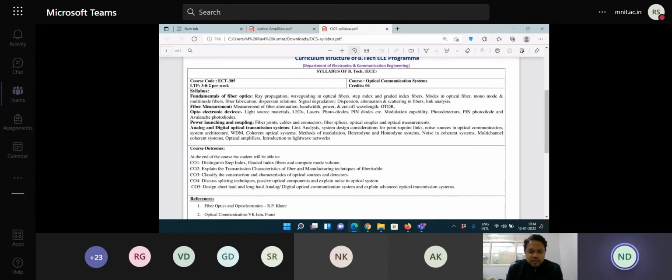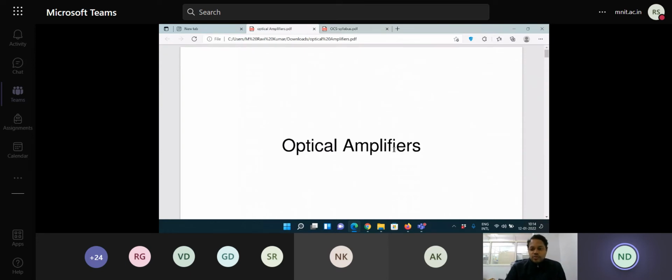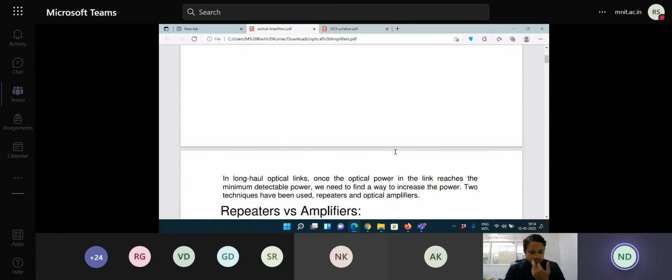Then under methods of modulation, okay. We'll take a look at those later. So today, what I had thought about was, we'll start with optical amplifiers. Okay, so this is about optical amplifiers.